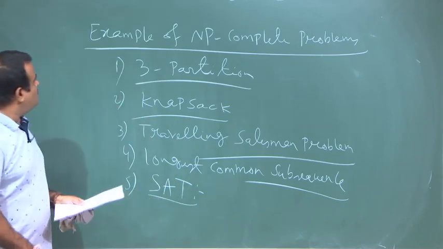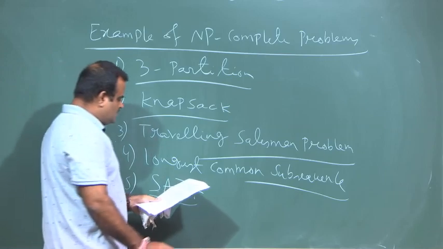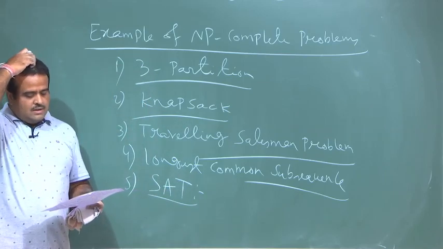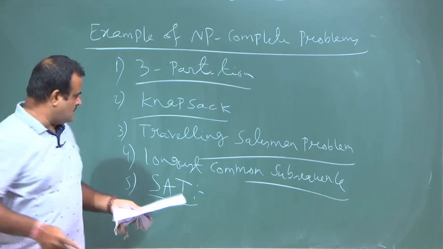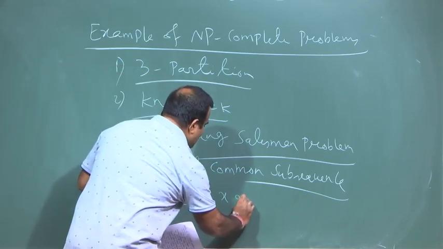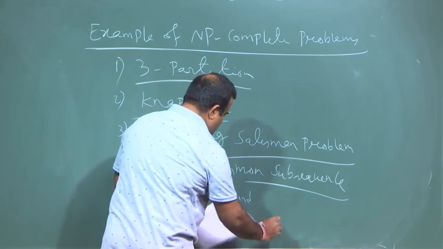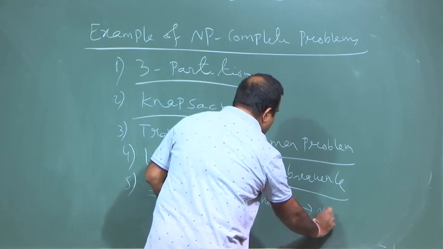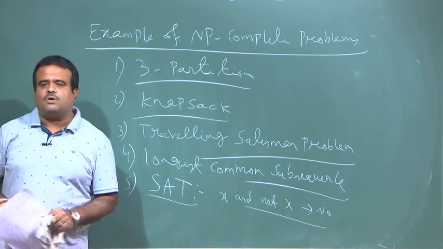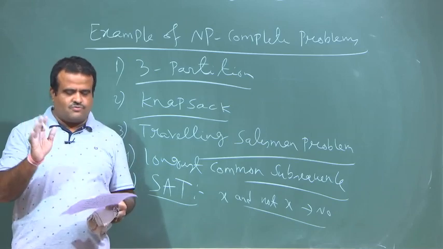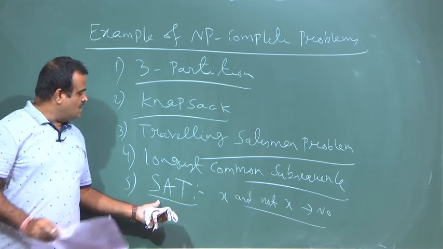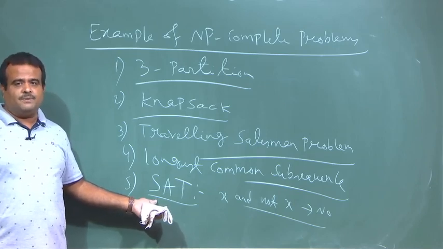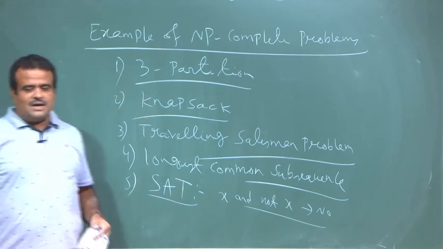This is the first NP complete problem. Given a Boolean formula, is it ever true? Suppose we are given, say, x and then not x. This is some sort of Boolean formula. Now the question is, is it ever true? This was the first problem in the literature proved to be NP complete.